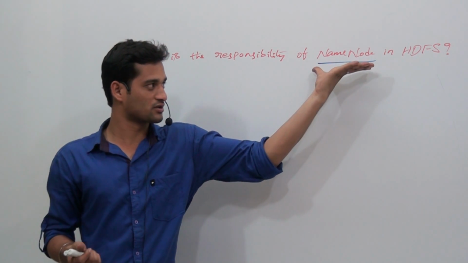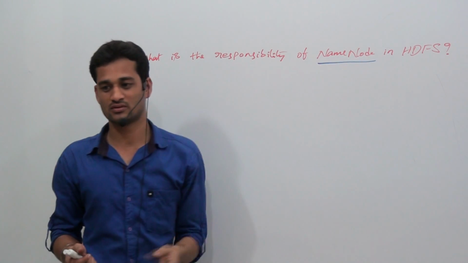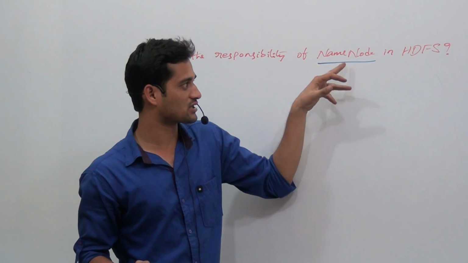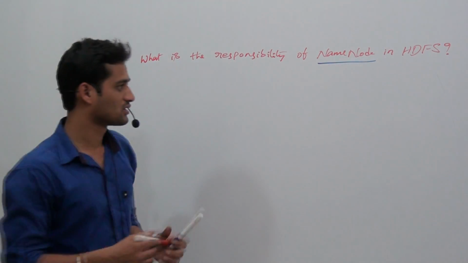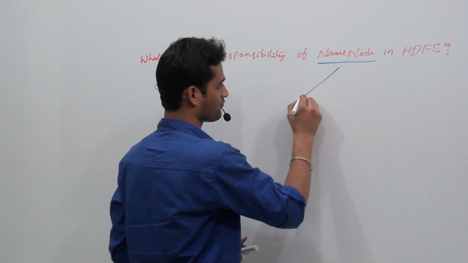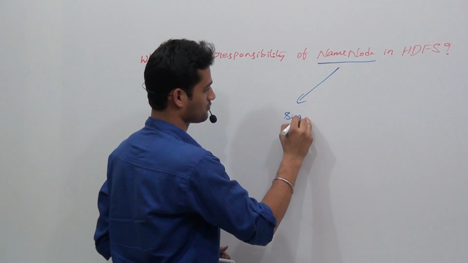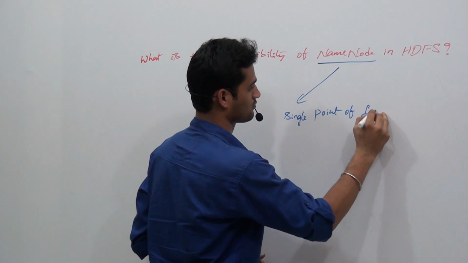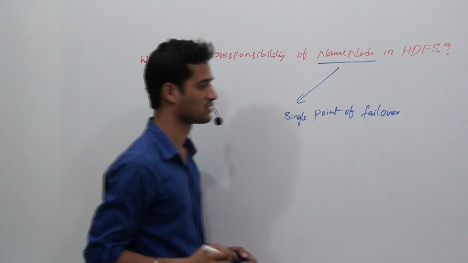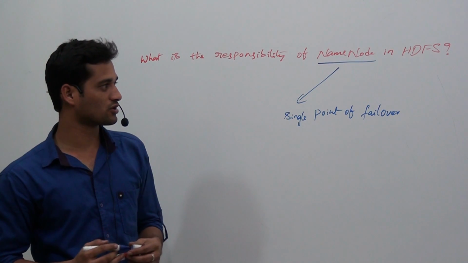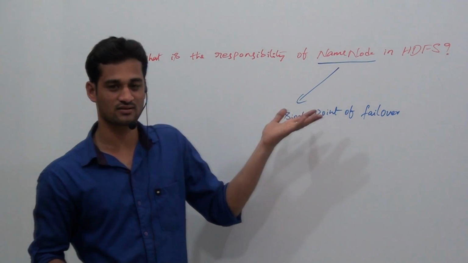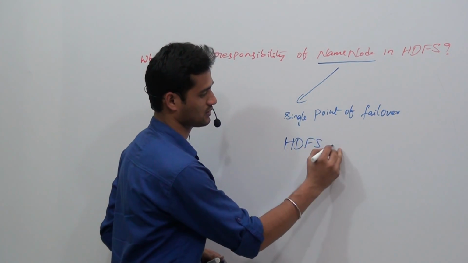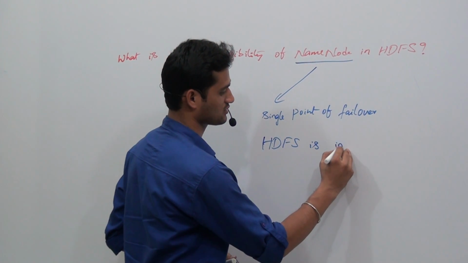Simply to say, if there is no name node, there is no HDFS. So we call the name node service a single point of failure. If the name node goes down, then the entire cluster is inaccessible. The entire HDFS is inaccessible.